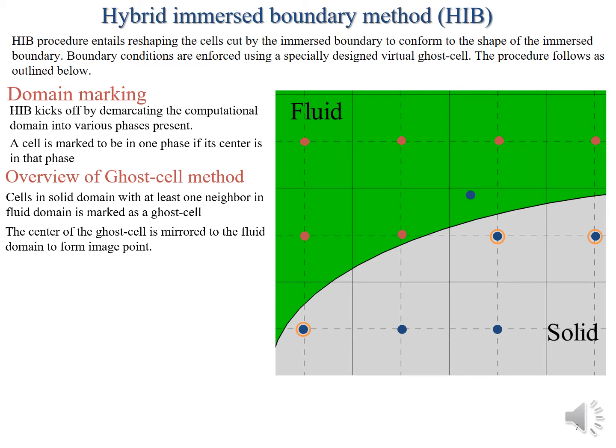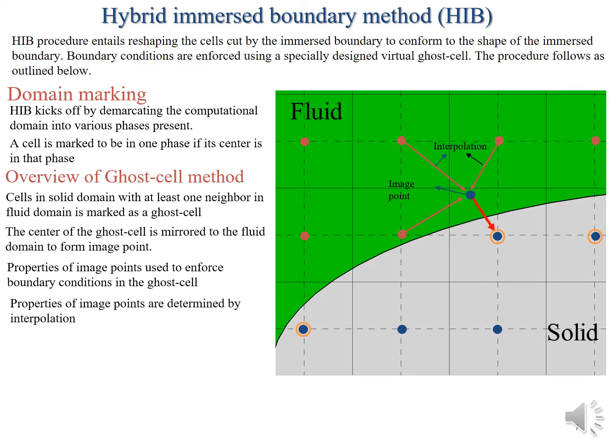So our aim is to come up with a new immersed boundary method that combines the ghost cell method and the properties of the image point, determined by interpolation. Then the properties of the image point are used in the ghost cell to implement the boundary condition. So the properties of the image point are mirrored back to the ghost cell, which is where the virtual forces are applied to implement the boundary condition. So that is how it works.